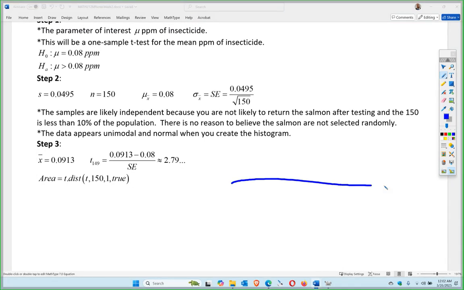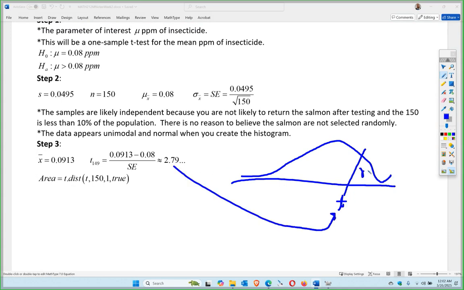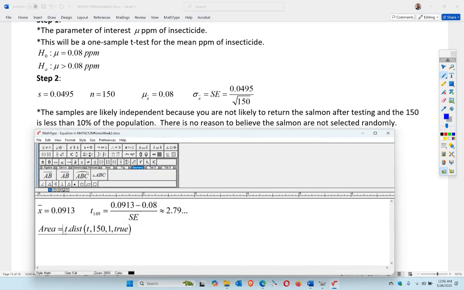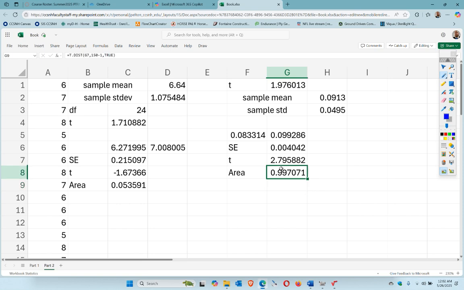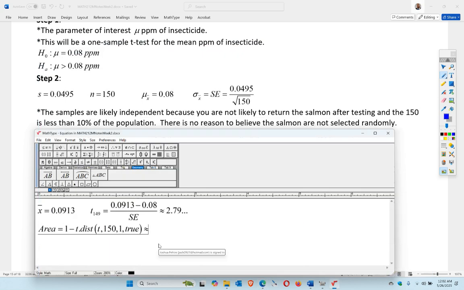So the reality is, that's my t value here, right? 2.79. I want this area up here. But if I do this, it reads left to right, correct? So I need to do a 1 minus here, don't I? So I need to do 1 minus, and we'll get an approximate value. All right, let's go back to our spreadsheet and do 1 minus, so 0.0029, I guess. 0.0029 and so on.